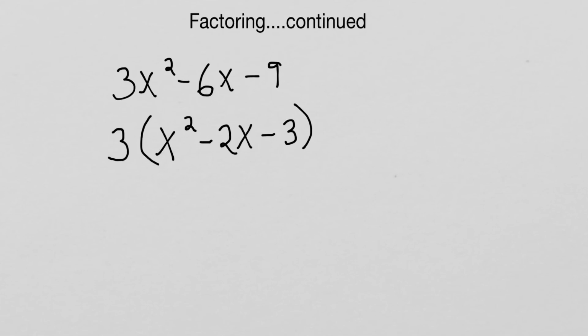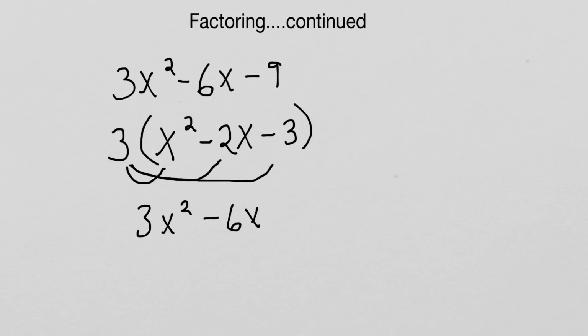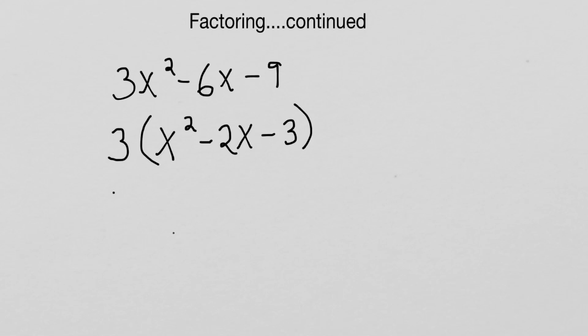All right, I can erase this, and I want to show you real quick how this works, just in case. 3 times x squared is 3x squared. 3 times minus 2x is minus 6x. And 3 times negative 3 is minus 9. So we know that it's going to look like this: 3 times, and this x squared minus 2x minus 3 is going to look something like this.